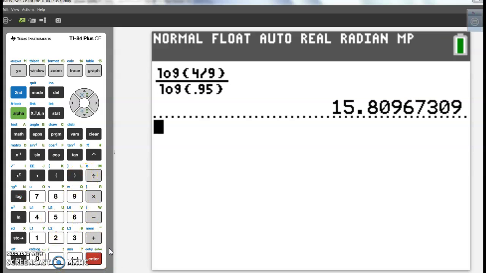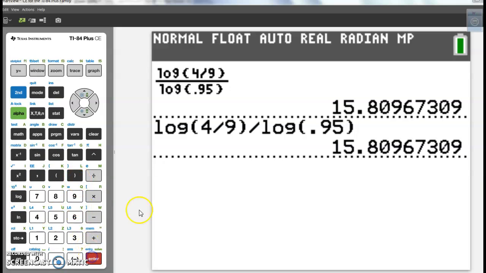Okay, and there we go. All right, now be very careful when you enter your logs. If you do this without using the fraction key, just make sure you close your parentheses when you do this. Log of 4/9 divided by the log of 0.95. There we go. So make sure you close your parentheses here. It's going to screw your answer up.